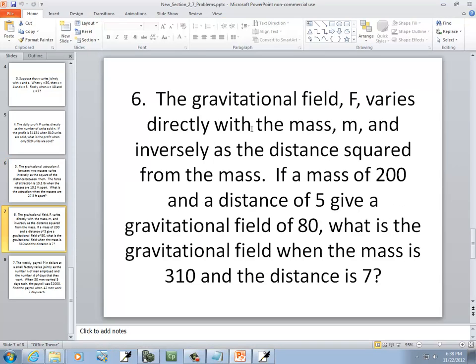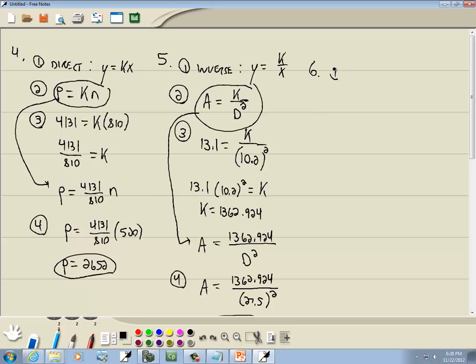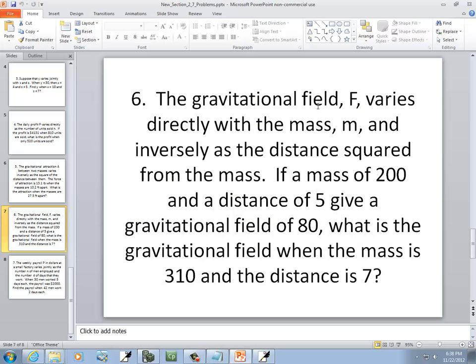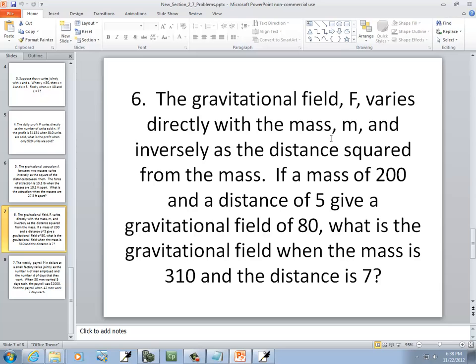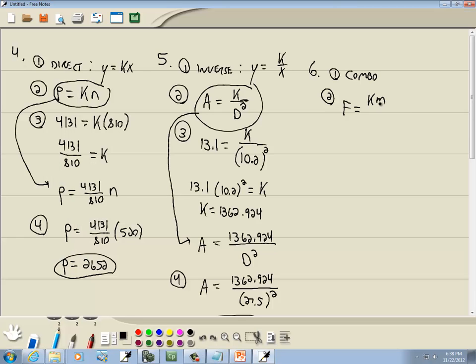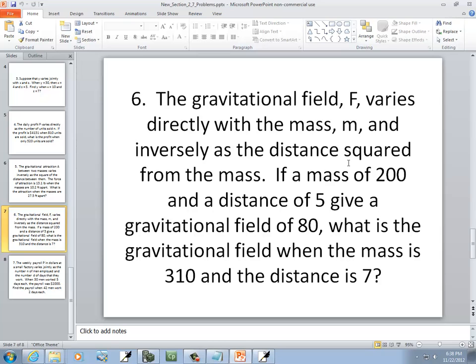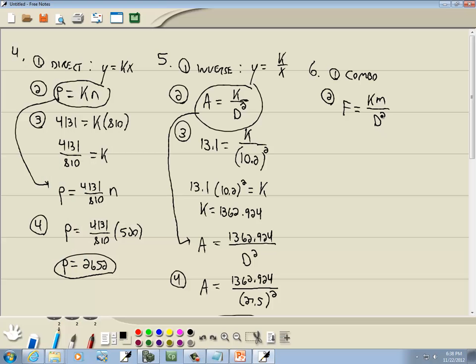Look at number 6. Gravitational field F varies directly with mass m and inversely as the distance squared. Well, this is a combo. There is no set form of the combo. You just write it down as you read it. The reason why it's a combo is it says directly and inversely. So F equals, directly with the mass m, so we'll have Km, and inversely as the distance squared from the mass, so we'll have d squared down in the denominator. The inverse part always goes in the denominator.